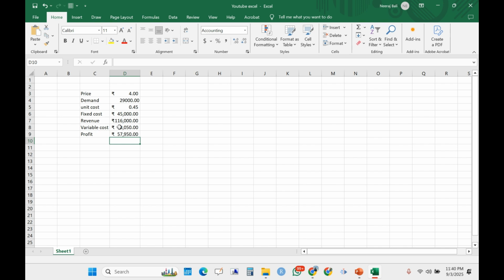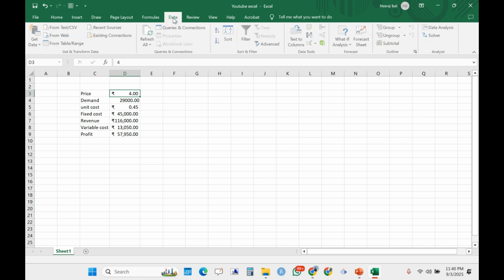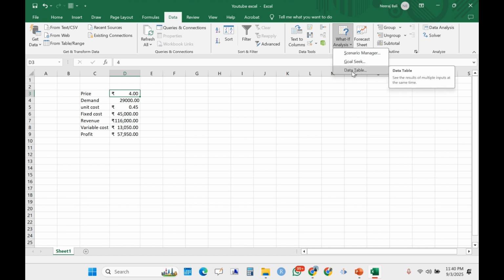After calculating all these things, I would like to know, based upon various price ranges, what my demand is, how the demand will get affected, how my revenue will get affected, how my variable cost will get affected. And this can be done easily in the form of a table by what-if analysis. We go to Data and do What-If Analysis, and this data table has to be selected. Now, which data do I have to fill? Let me make that particular data first.